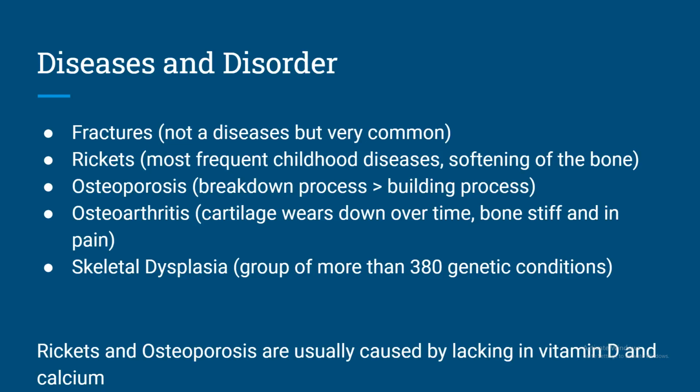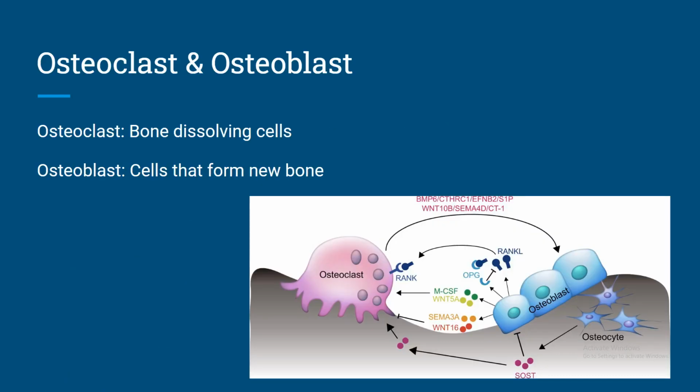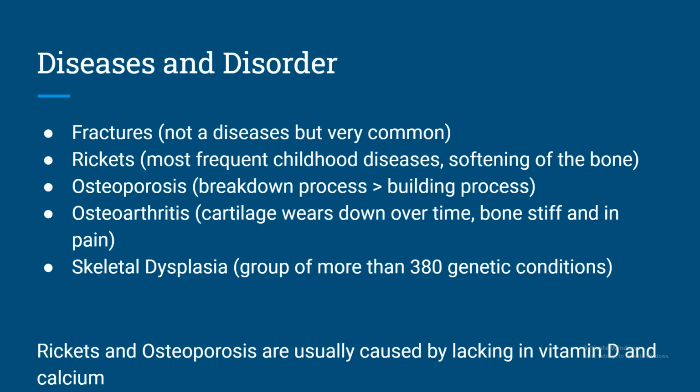Okay, let's talk about rickets. Rickets is a very common childhood disease where the bones get softened. Osteoporosis is when osteoclast activity is greater than osteoblast activity. Both rickets and osteoporosis are usually caused by a lack of vitamin D and calcium.